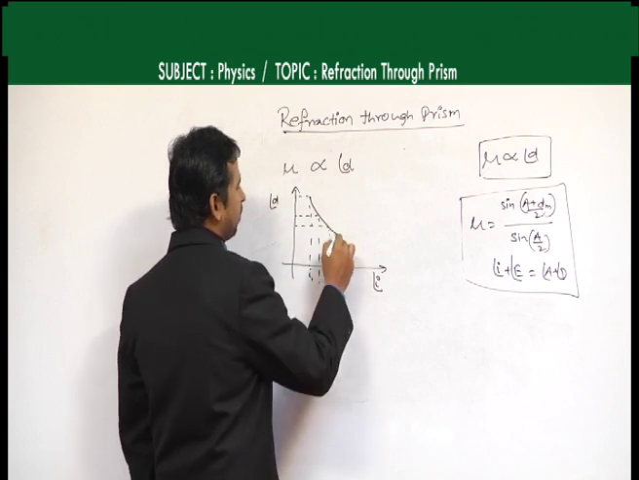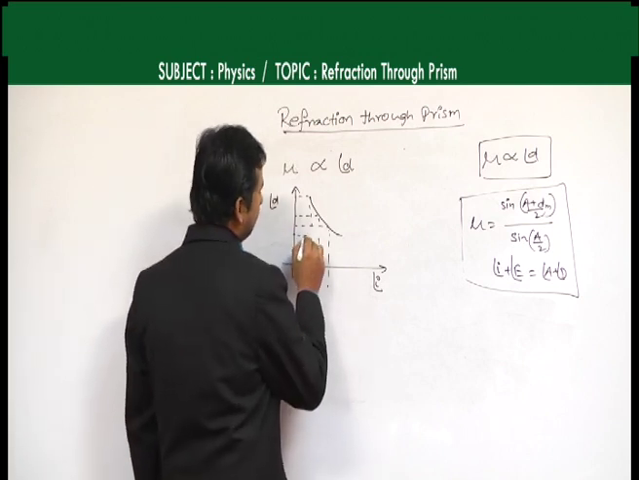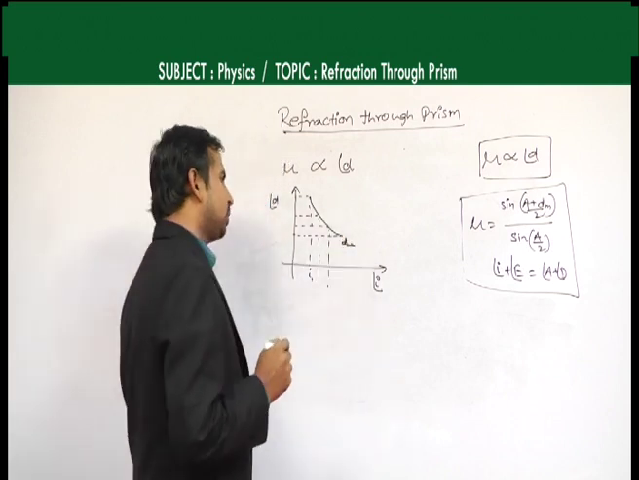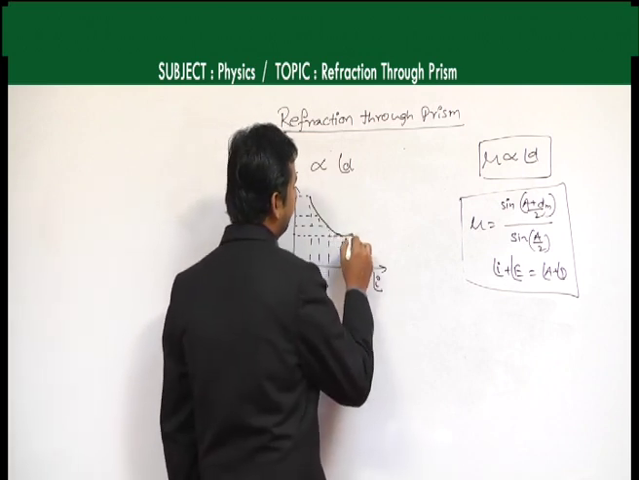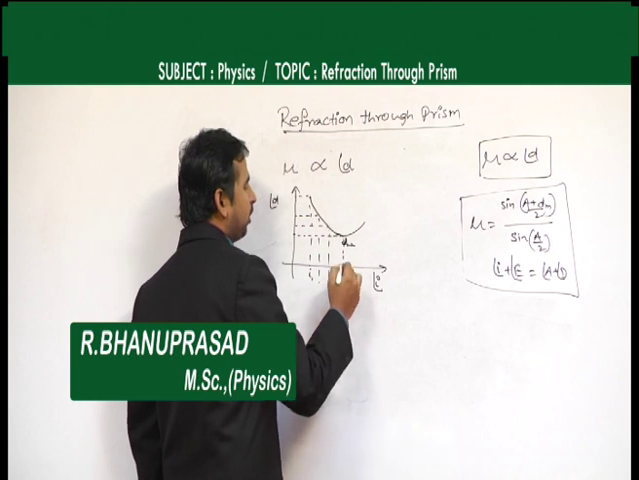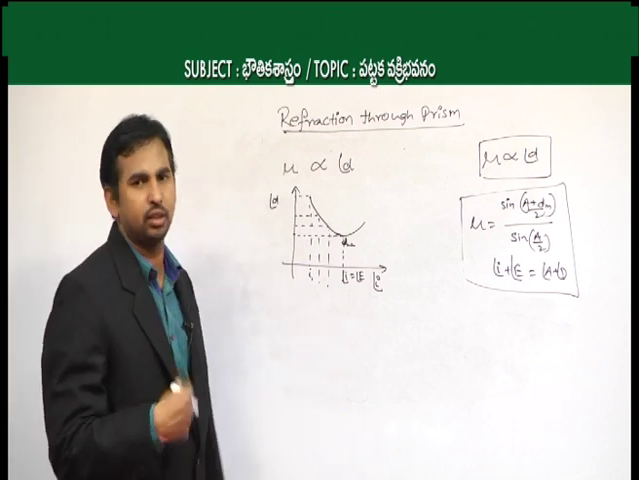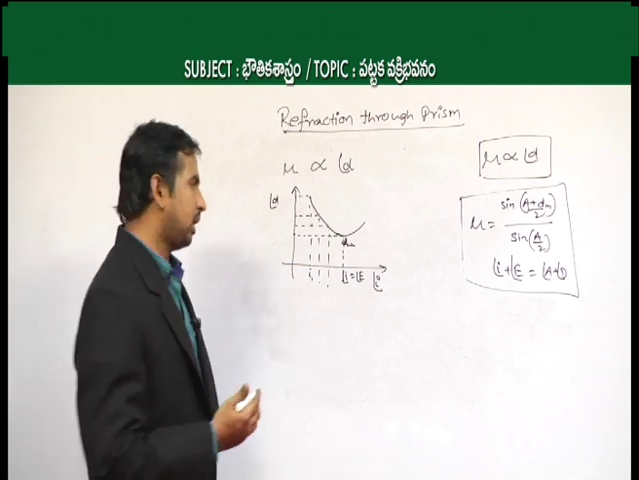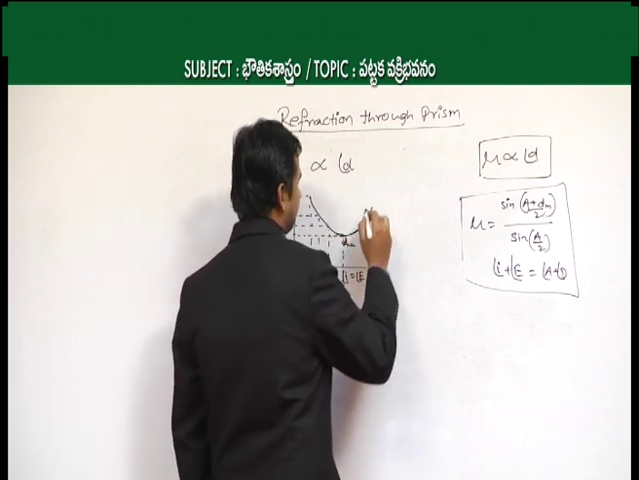Now, as you keep increasing the angle of incidence, at one particular stage the angle of deviation becomes minimum. From that point onwards, if you further increase the angle of incidence beyond that minimum deviation, the angle of deviation starts increasing, and we get the reverse curve. Gradually it starts increasing upwards like this.